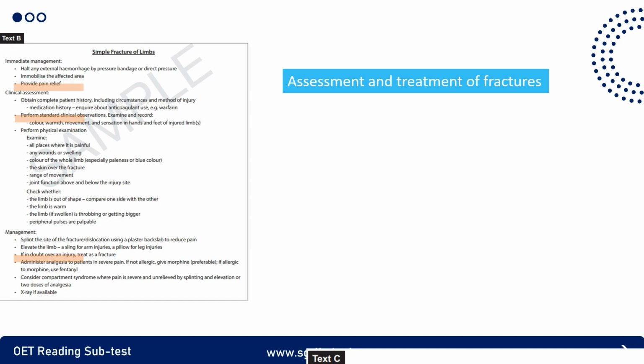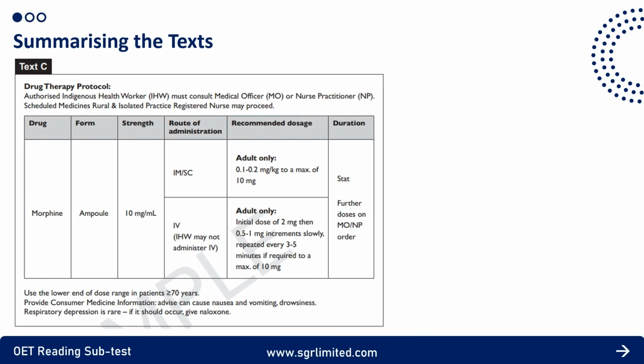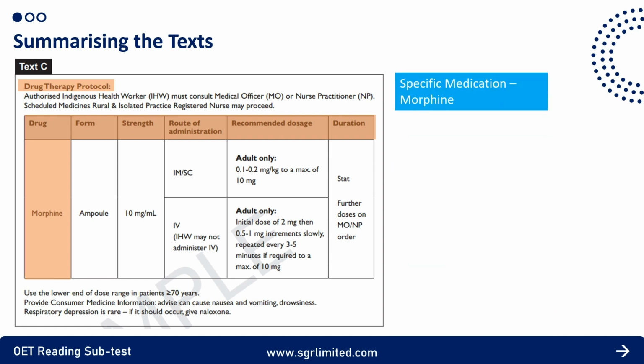For text C, we find a slightly different text. This is called a visual text, which is in table form. In a table, check for the headings or the titles, then find your column and your row headings. You will notice that in this example, there is only one row. This signifies that only one subject is being discussed. It is all about morphine.